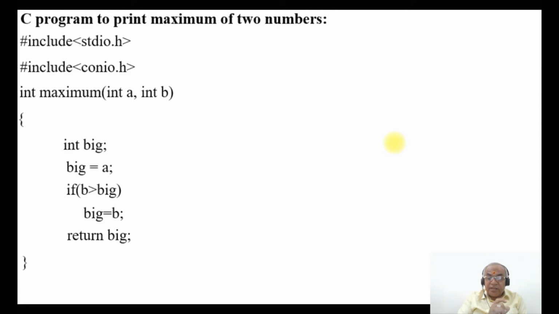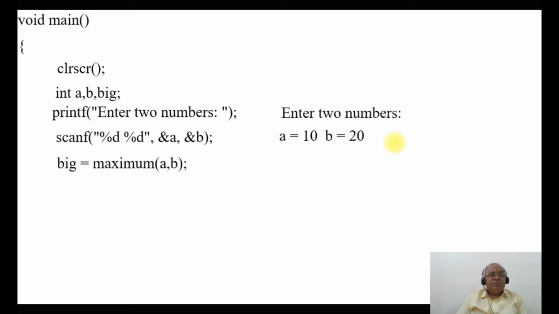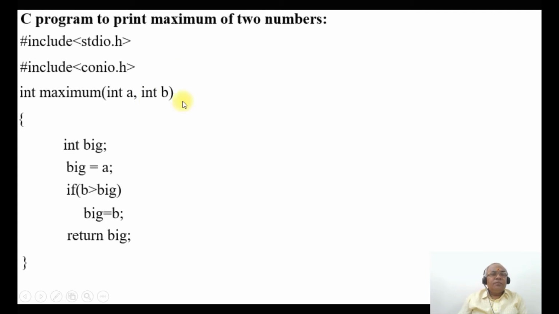Then what is the value of B? The B value is 20. Is 20 greater than the big value, which is A? Yes, 20 is greater than 10 because the value of A is 10. Since the condition is true, big is equal to B, and the value of B is 20. It takes that big value and returns it. That is what we have written here: big is equal to maximum of A comma B, because that is the name of the function we gave in this main program.